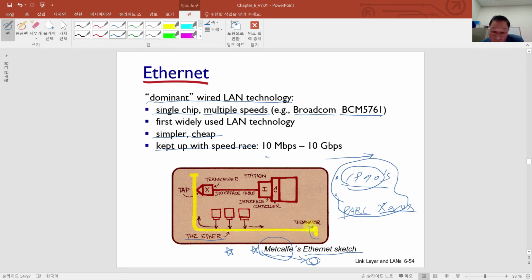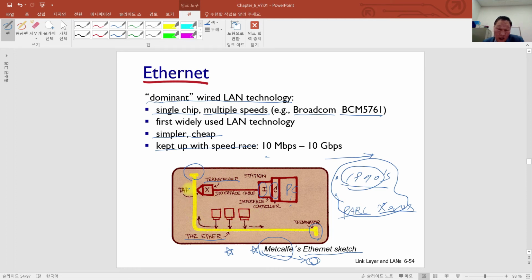This is the terminator. In the original Ethernet, to terminate the electrical signal at both ends, we use a termination device. That is called a terminator. And to hook up this computer, we use this interface cable, and this one is transmitting and receiving, and this one is called a transceiver. This is the interface and the controller, the Ethernet controller, and this is a computer, PC or whatever. And the other computer can be hooked up like this, using this interface and controller.